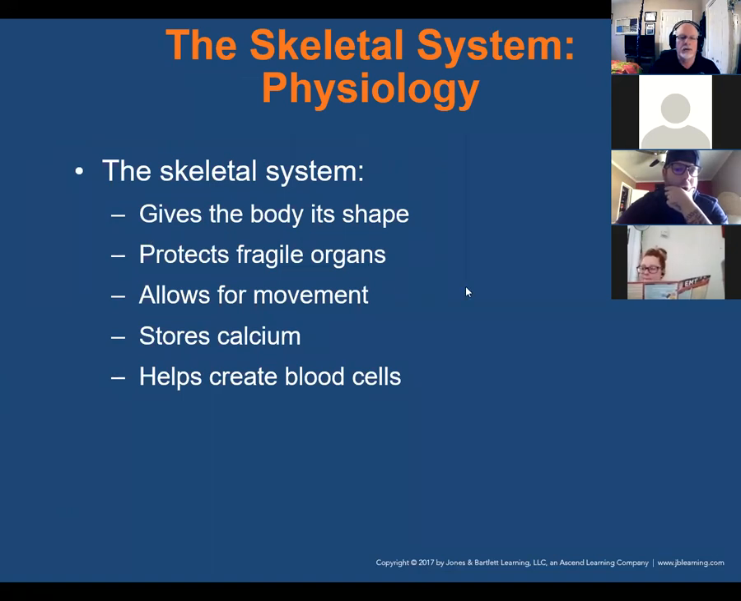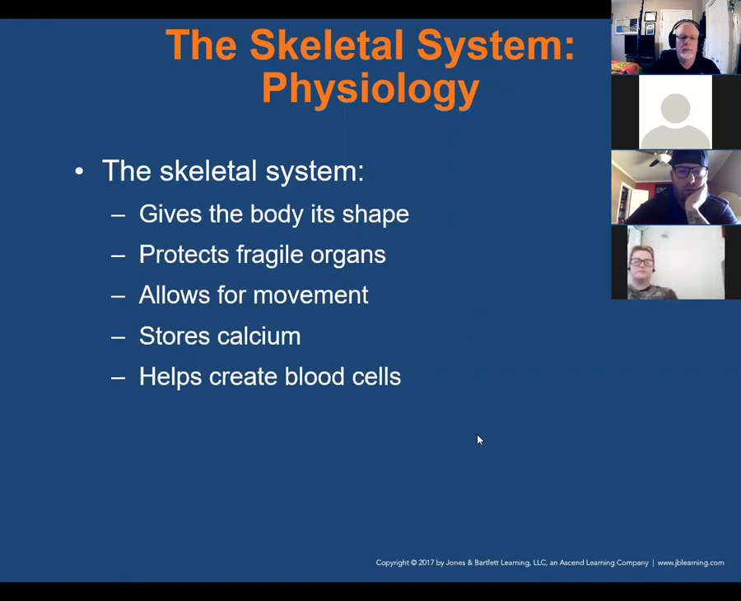Protects fragile organs. So I was talking about the liver there in the right upper quadrant. That liver doesn't go unprotected. That inferior or lower portion of the rib cage covers most of the liver and helps protect it. But if we have a patient who has blunt force trauma to the right lower rib cage, we may be dealing with somebody who has liver injury.